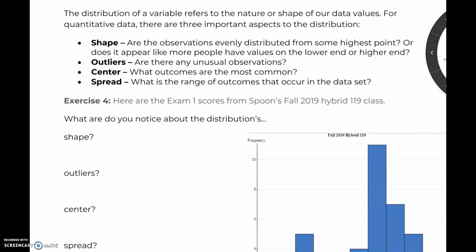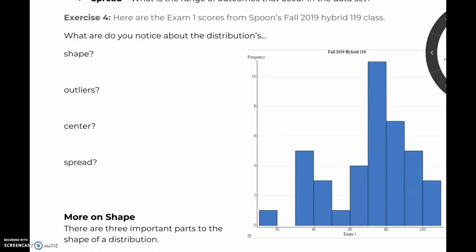So let's look at the exam scores over here. What do you notice about the distribution? Again, now is a good time to stop the video and then continue once you have completed this exercise.